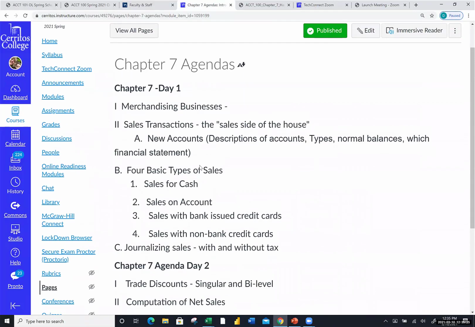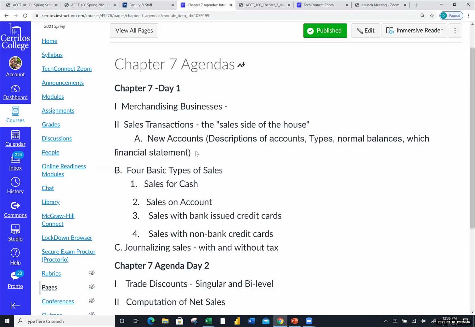So any questions on what a merchandiser does before we get into the accounting for it? I put the agenda up here. I want to encourage you guys as new accounting students to use agendas as a checkoff sheet for your test. In other words, do you know what a merchandising business is? Do you know what the different types of sales transactions are? Can you list, after today, the new accounts?